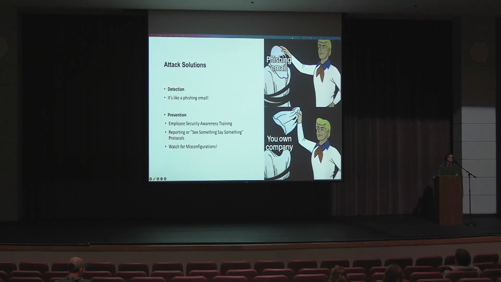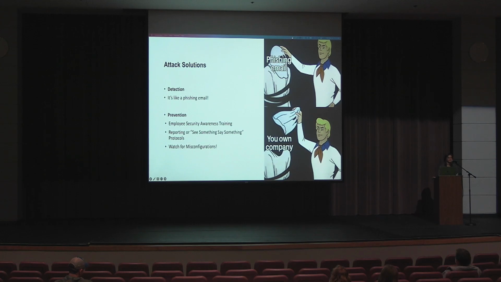So just some attack solutions to prevent something like this from happening in the first place. For detection, it's very similar to a phishing email. So having employees look for misspellings in these messages, having them check the certificate of the website that they're going to see if it's legitimate, and then also checking the domain. So for this instance, instead of SAML for the sign-in, I used SAMI, which looks very much like SAML, so it would be very difficult to detect if someone's just clicking the link unless they really looked at it.